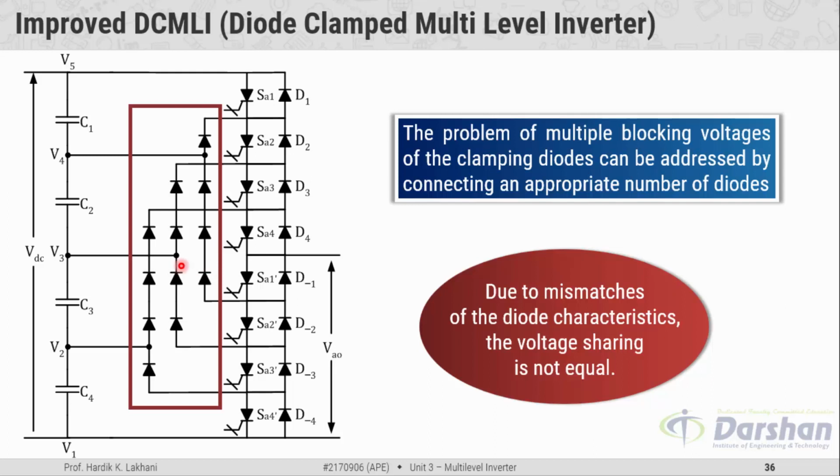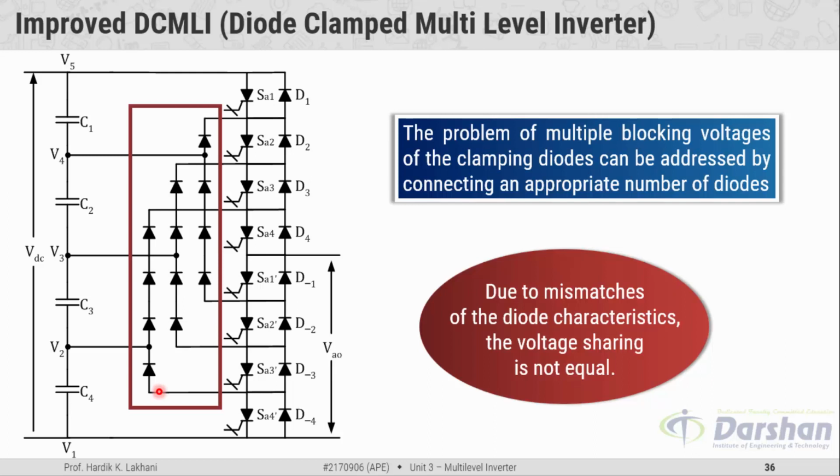For the second string, you can see that the anode of the lower diode gets connected to node V1 through SA3' and SA4' switches, whereas the cathode of the upper diode is connected to the V3 node. So these 2 series connected capacitors would appear across these 2 series connected diodes. So the voltage drop across one diode is again VDC by 4, and the same also applies to the diodes of the third string. So this is how, by connecting more diodes in series, we can distribute the voltage stress equally among all the components.